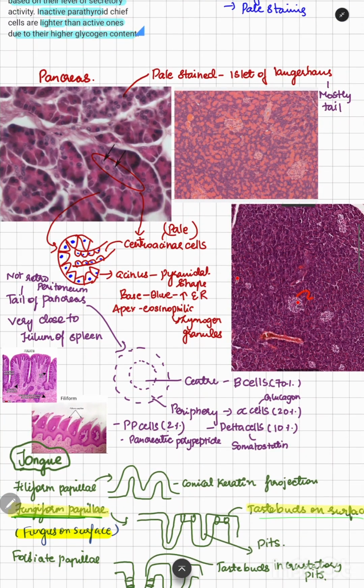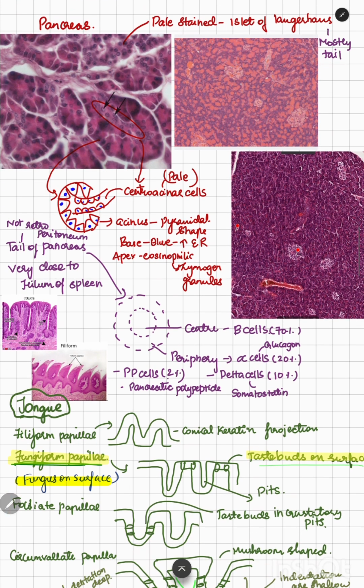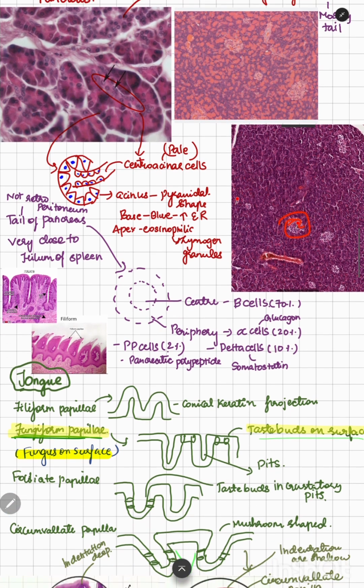So these islets of Langerhans, they are mostly found in the tail part of the pancreas, right? Okay. And islets of Langerhans, again, there is a division of cells within the islets of Langerhans.